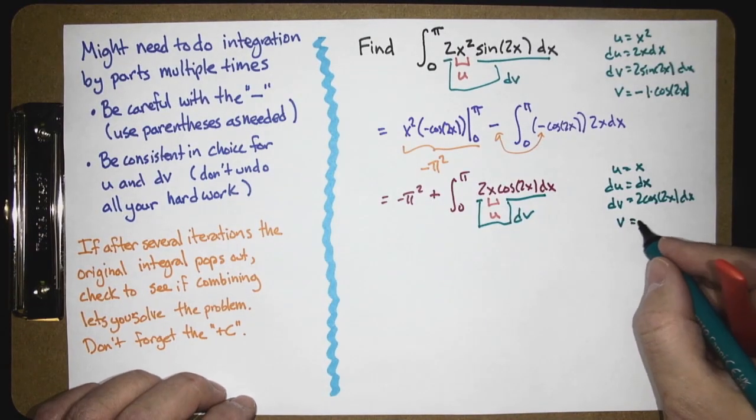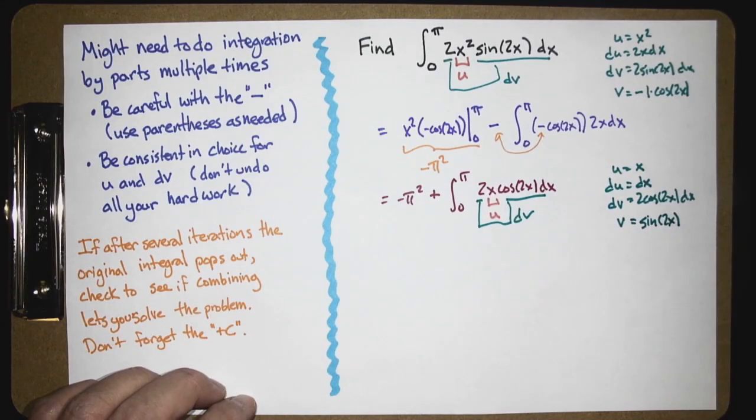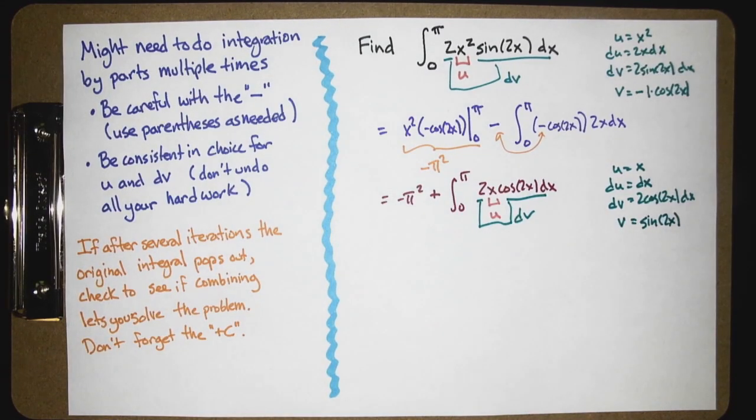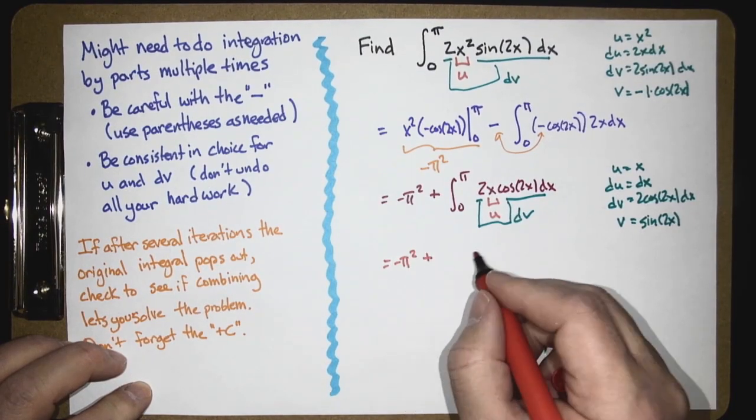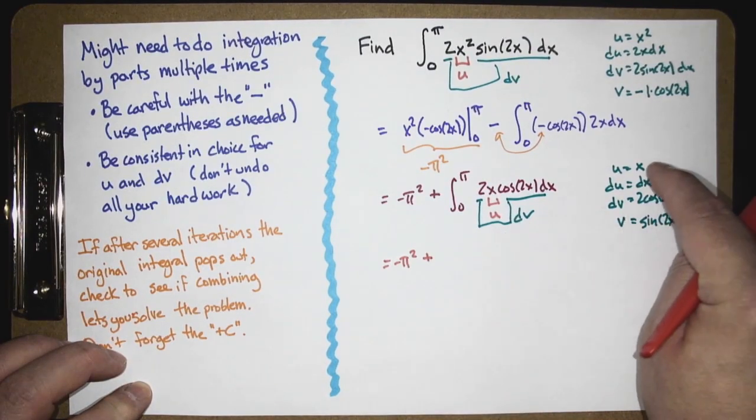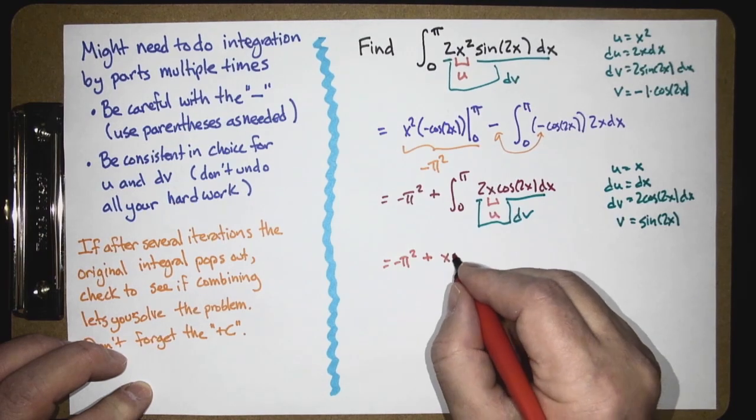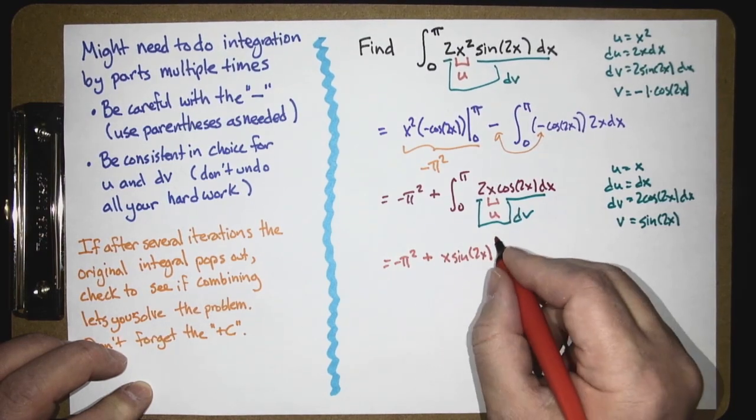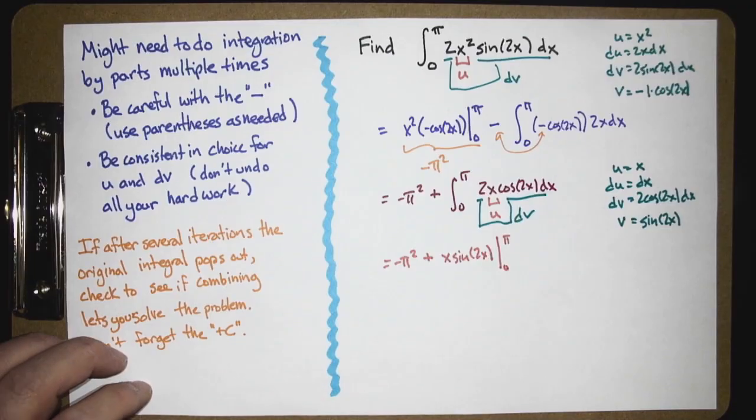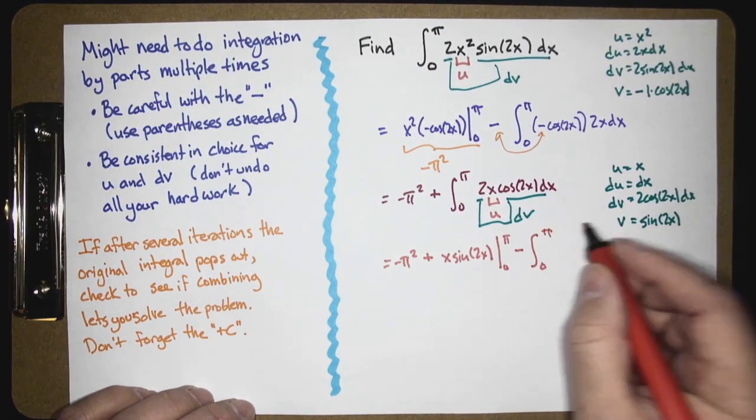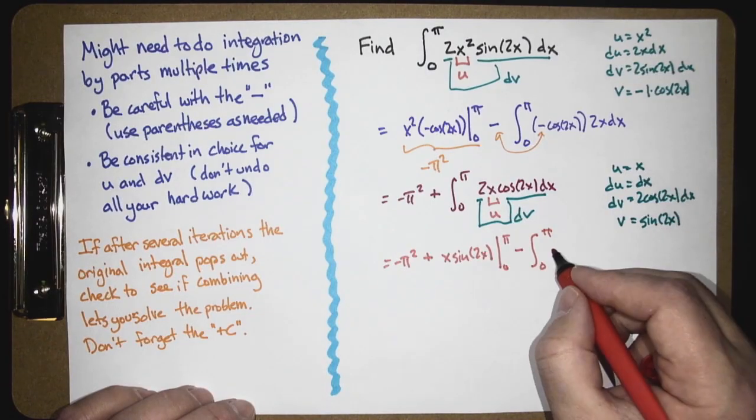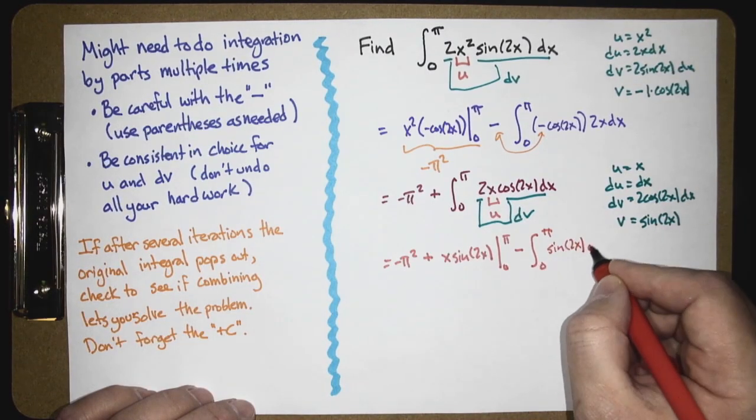That's right. We saw the sine. And the 2's cancel. The 2 in front will cancel with the 2 that's going to come out and go downstairs. All right, so we still have that minus pi squared. We're not going to forget about it. Plus, now we have to do our uv. x sine 2x, evaluate 0 to pi. Minus the integral 0 to pi of v du, sine of 2x dx.